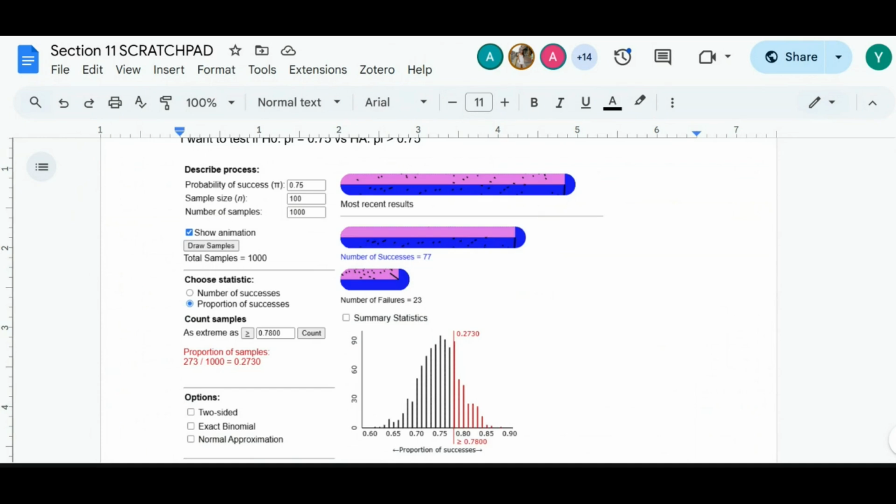Why is this 100? Aren't I trying to reflect my study? I did 100 free throws, right? Why is this 0.75? That's the status quo. I'm trying to test whether there's evidence that I'm doing better than 0.75 now. You need to have a starting value to simulate. This is the blue number.